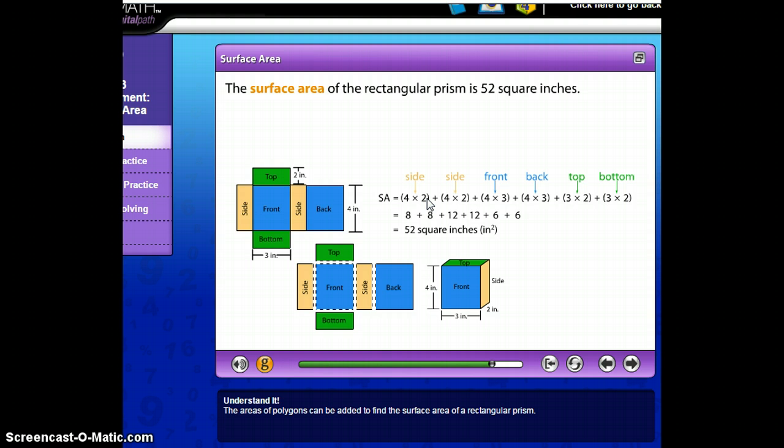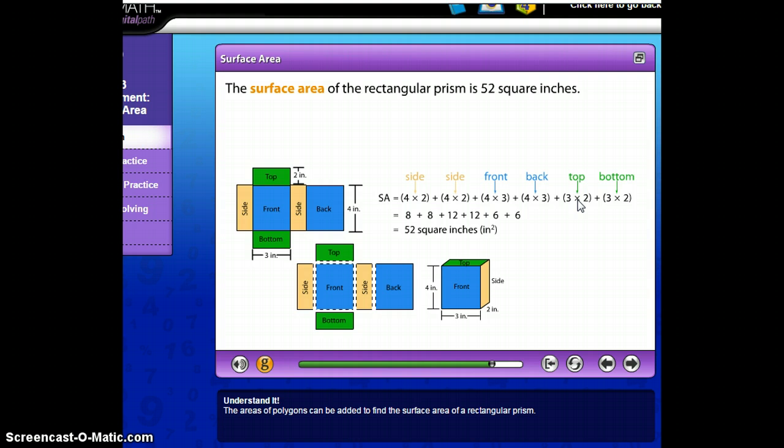What if we just do 2 times 4 times 2 plus 2 times 4 times 3 plus 2 times 3 times 2? Why would we put a 2 in front of it? Because there are 2 of each one, right?